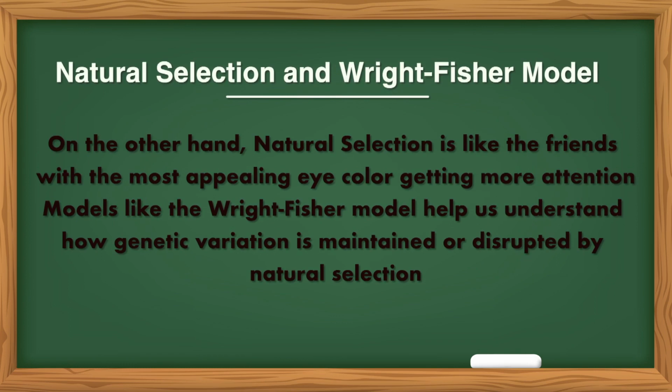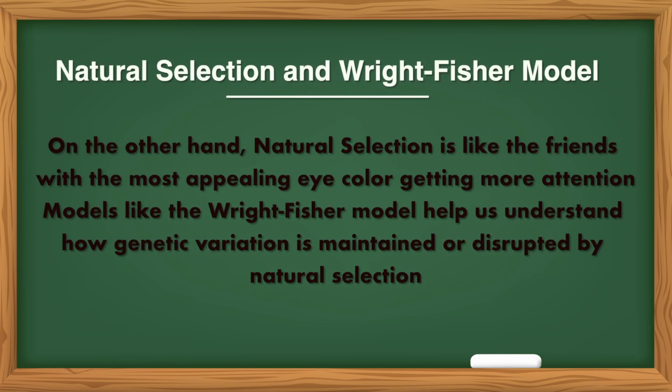On the other hand, natural selection is like the friends with the most appealing eye color getting more attention. It is a process where certain traits become more common because they provide an advantage for survival and reproduction. For instance, if blue-eyed friends are more attractive to potential partners, the frequency of blue eyes in the population might increase over time. So, models like the Wright-Fisher model help us understand how genetic variation is maintained or disrupted by natural selection.